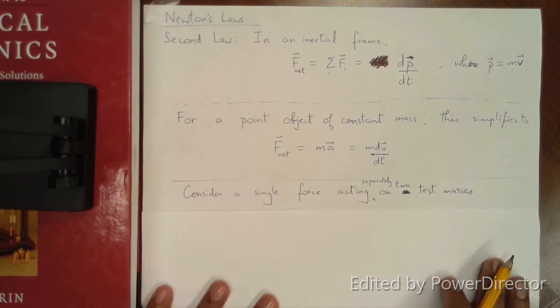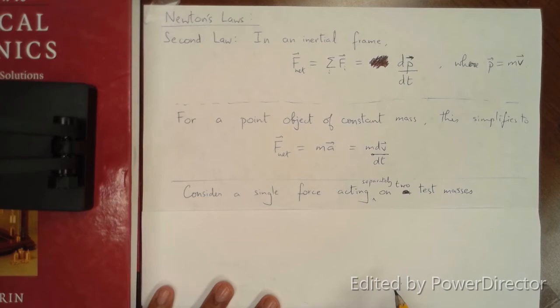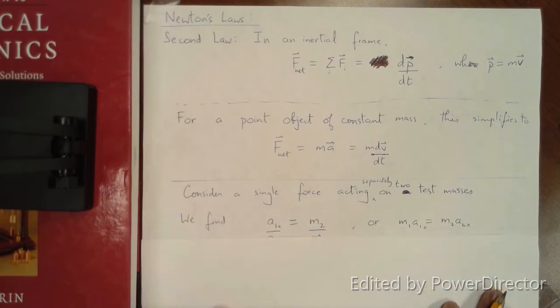What we find, if we look at a single force acting in two different cases on two different test masses, is that a1x over a2x is equal to m2 over m1. That is, the acceleration of the object is inversely proportional to its mass. Rearranging this, we get that m1 a1x is equal to m2 a2x. We applied the same force separately on two different objects, and we found that their masses and accelerations were related in this manner. Now that we have this relation, we can identify this quantity ma with F.